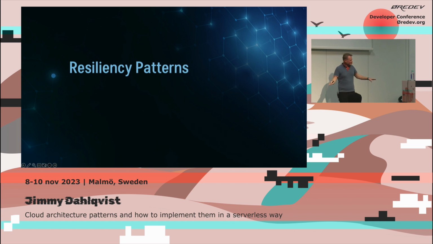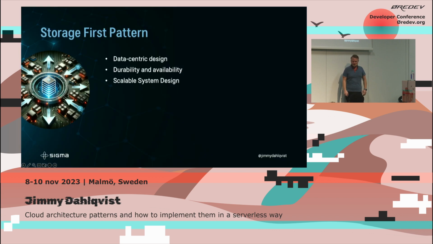So, some common ground. Now we can move over. Let's talk about some resiliency patterns, good resiliency patterns in the cloud. The first one is actually one I brought up in the beginning. Storage first. It's a way to put data in the center of the communication. It's a good way for us to introduce durability and availability in our system by storing the messages first. So what we do is we take the message, we store it, and then we process it. And it creates a very scalable system design.